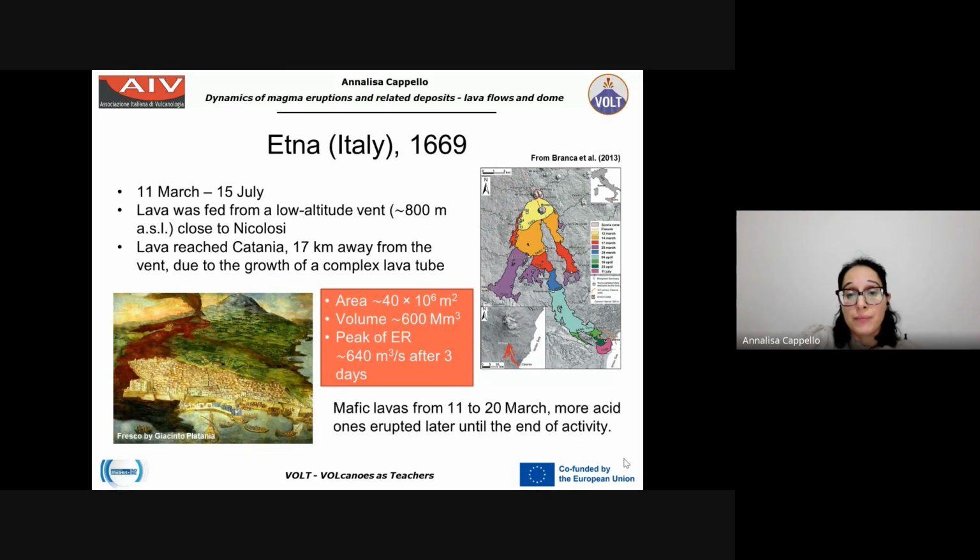This on the left is a fresco by Giacinto Platania, which is in the Cathedral of Catania, which represented these eruptions, so the opening of the vent in Nicolosi, and then how the lava reaches Catania. And on the right, this is a reconstruction of the lava flows based on different field measurements done by some colleagues.